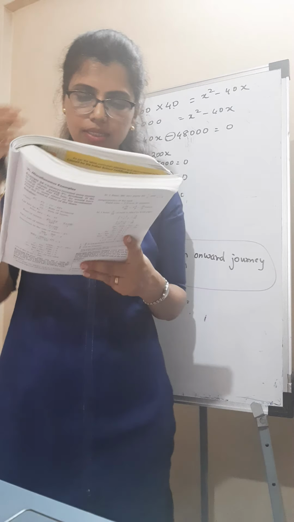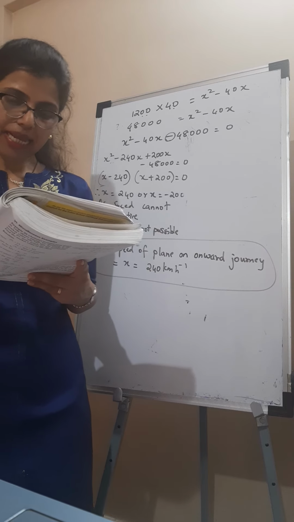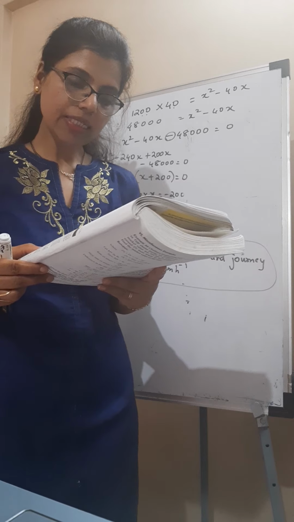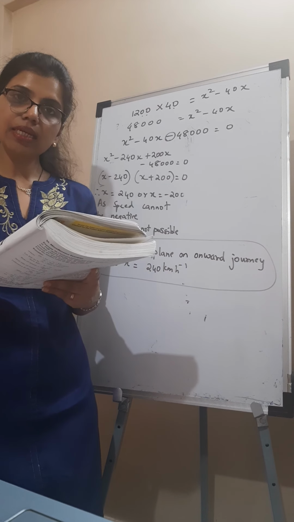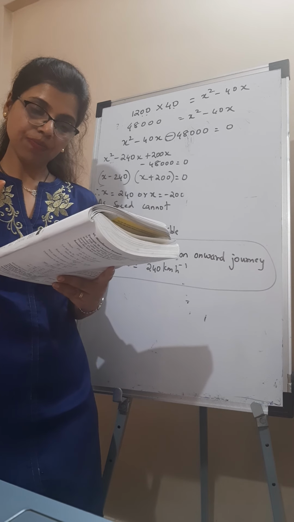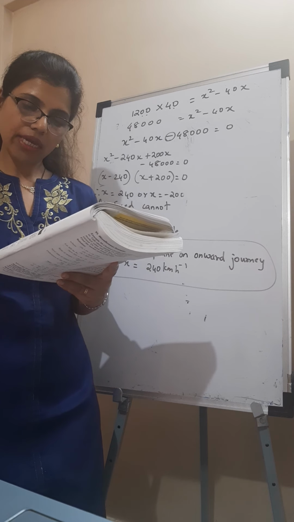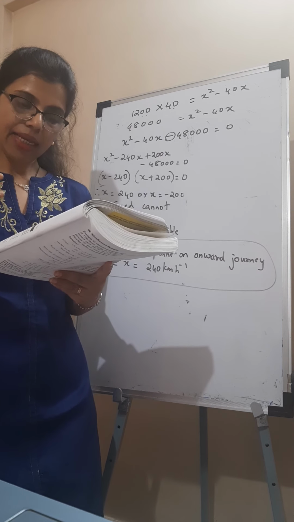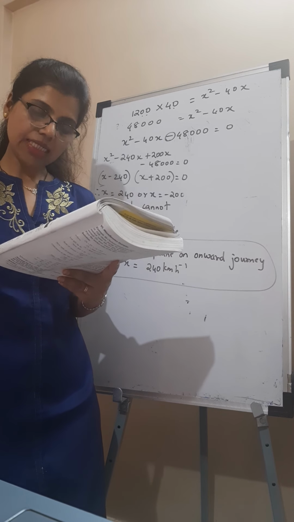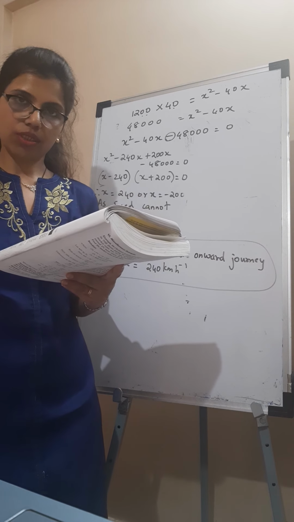The next question says, a boy takes 24 minutes less by cycling to school than when he walks. The distance between his school and residence is 3 kilometers. So that means the distance between the school and the residence is 3 kilometers, and he goes walking and he goes cycling also. When he is walking and when he is cycling, the difference in the speed is 10 kilometers, because it is said he cycles 10 kilometers per hour faster than he walks.